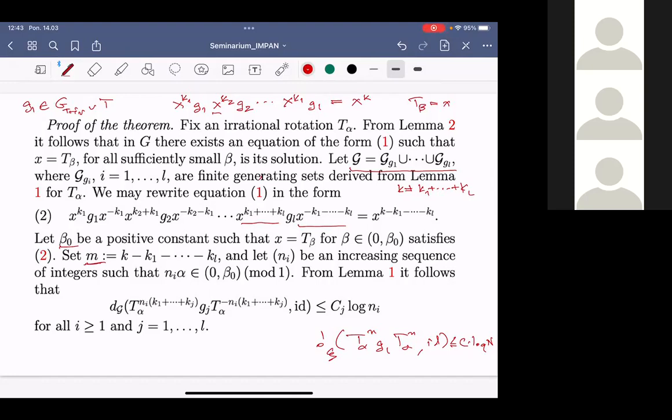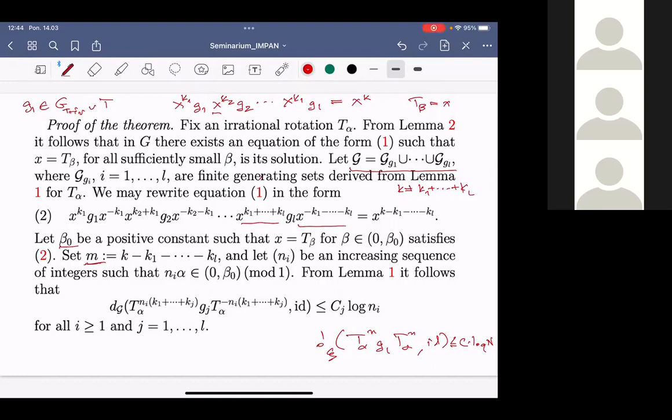Okay, but what we are doing now, we take an increasing sequence ni, such that if we take ni times alpha, they will be in the interval 0, beta 0. So they will be, modulo 1 of course, less than beta 0. It is possible because we remember that alpha is an irrational number.